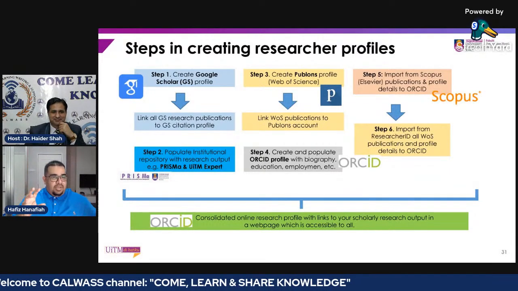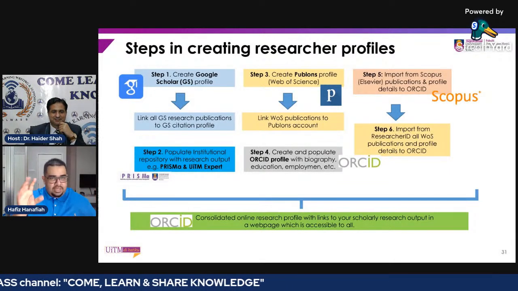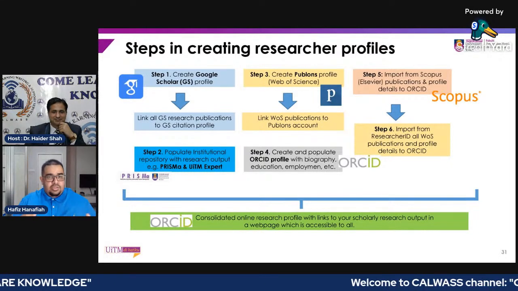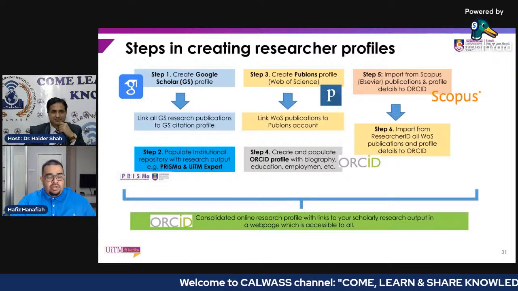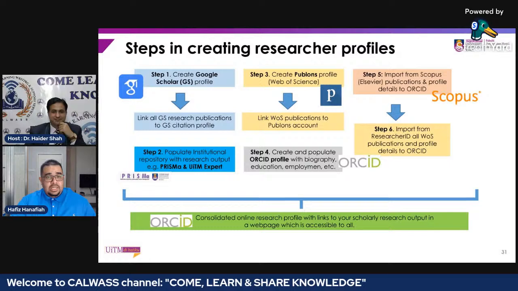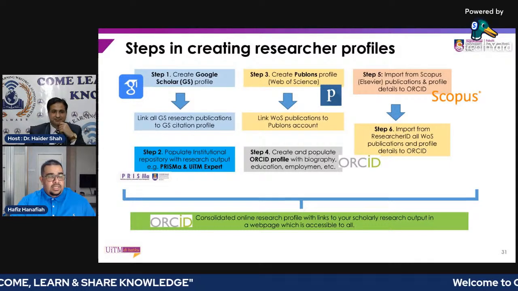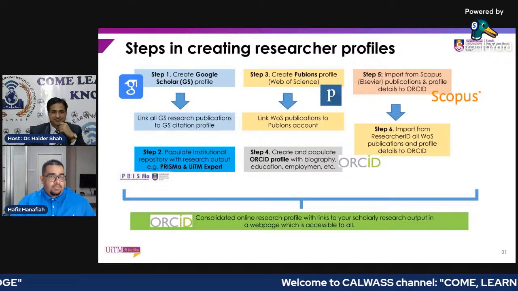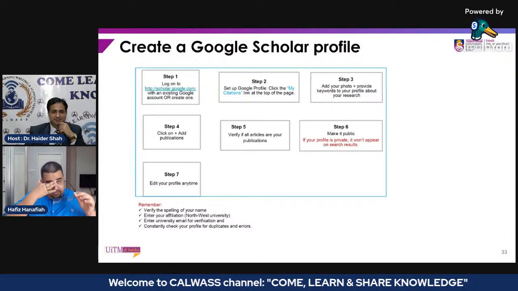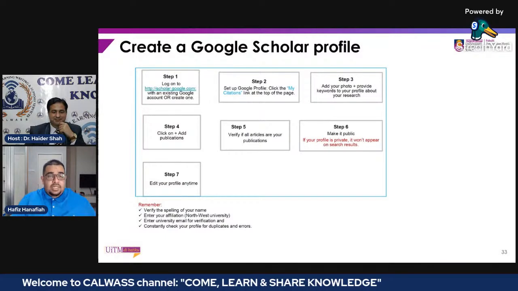You know, Publons is owned by Web of Science, Scopus is owned by Elsevier. I mean, again, these are all business, but you need to have that. So you can see at the bottom of my slides, ORCID ID is the best profile to consolidate your online research profile that reflects the high index publications from Scopus and Web of Science. So Google Scholar, very easy. Yep, very easy.